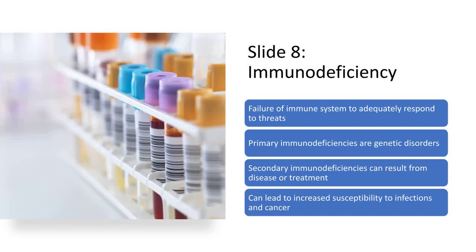Immunodeficiency can lead to increased susceptibility to infections and cancer, as the immune system is unable to mount an effective response to these threats. Treatment for immunodeficiency may involve immunoglobulin replacement therapy, bone marrow transplantation, or gene therapy, depending on the underlying cause of the condition. In summary, immunodeficiency is a condition where the immune system fails to respond adequately to threats and can lead to increased susceptibility to infections and cancer. Treatment options depend on the underlying cause.